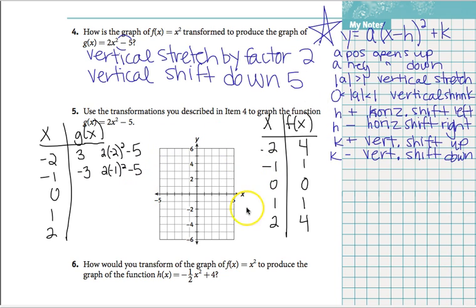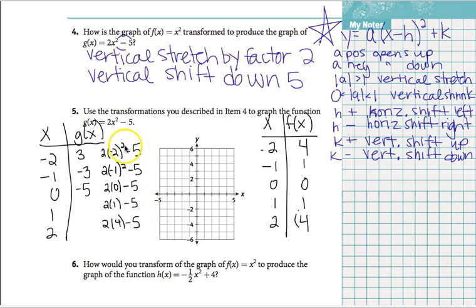Now, the other option is to use the parent function. If I'm going to use the parent function, then what I'm doing here is I know that the x squared value is what's in this chart. And I'm going to multiply it by 2 and then subtract 5. So I could just do 2 times 0 minus 5. So 2 times 0 is 0 minus 5 is negative 5. Over here, the x squared value is 1, so it would be just 2 times 1 minus 5. Here, the x squared value is 4, so 2 times 4 minus 5.